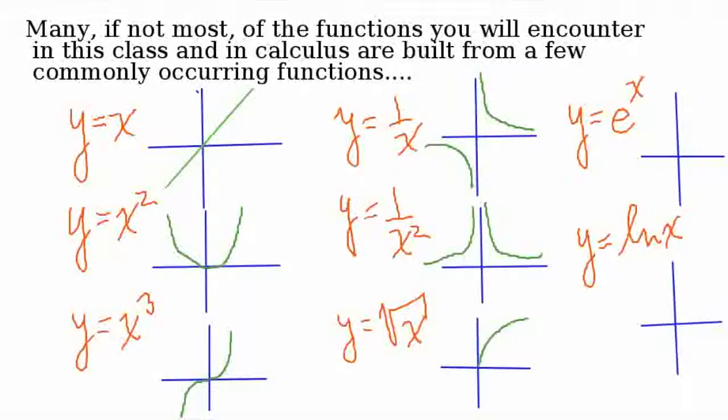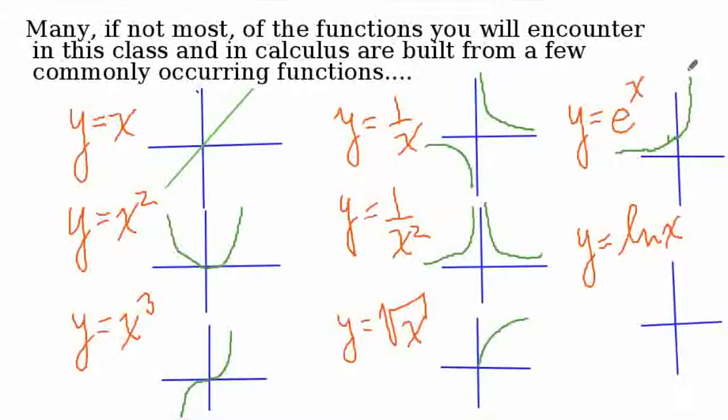Okay? And then the exponential is going to be growing very quickly. Anything to the 0 power, anything to an exponent of 0, is 1. So you can always guarantee that it's going to go through 1. Okay, and then it's going to shoot up on the right side. And on the left side, as x gets negative, the exponential is going to get smaller and smaller, so it comes in. So you have the x-axis as an asymptote.